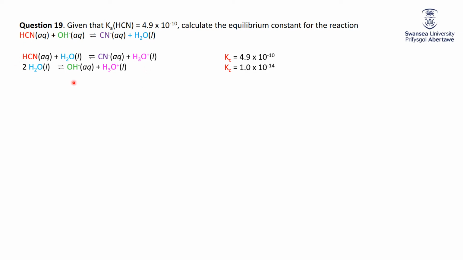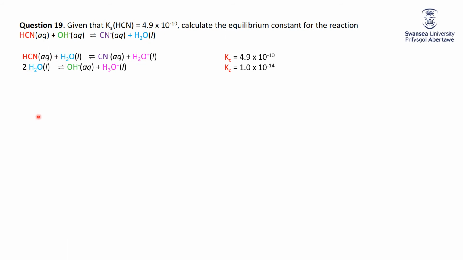Now, if we combine these equilibria in such a way that we get this equilibrium, we can get the equilibrium constant for this one by combining appropriately the K values. Now, when I look at these, I see, well, there's HCN, which is where I want it. There's CN minus, which is where I want it. But I'd like an OH minus on the left, and I'd like an H2O on the right. And I'd like to get rid of this H3O plus and this H2O.